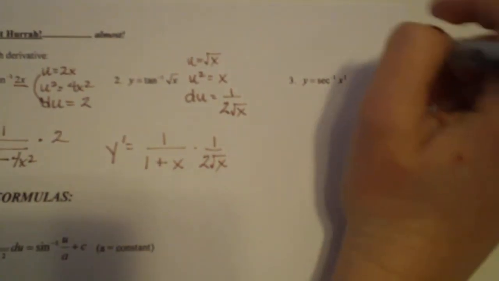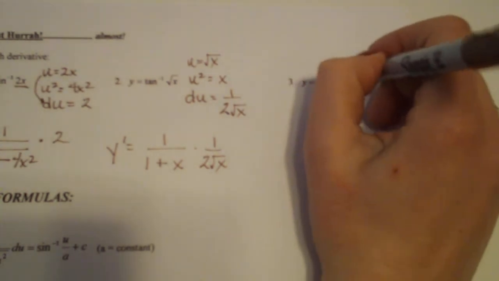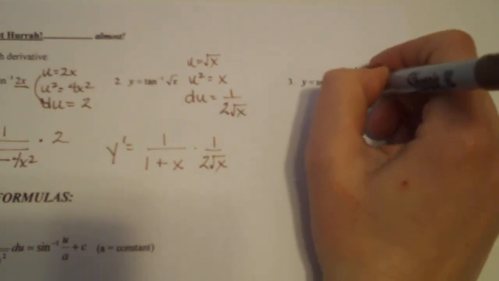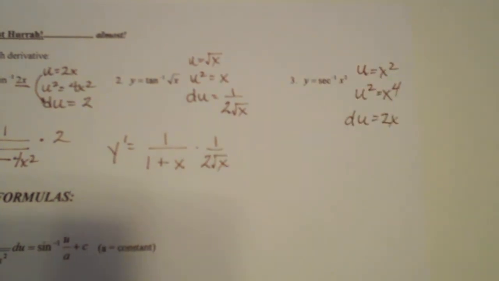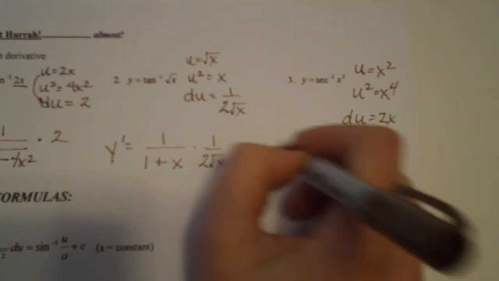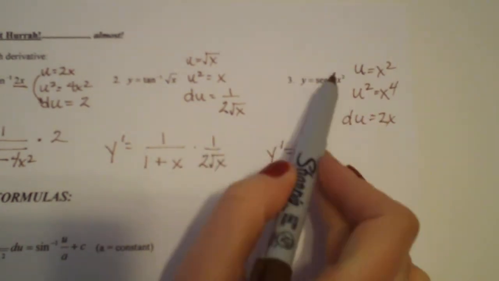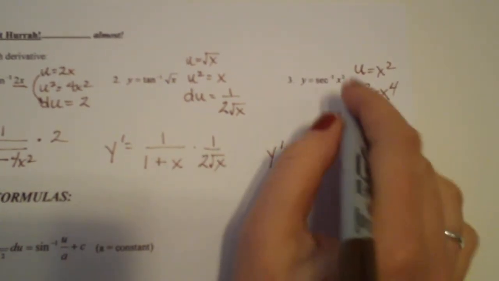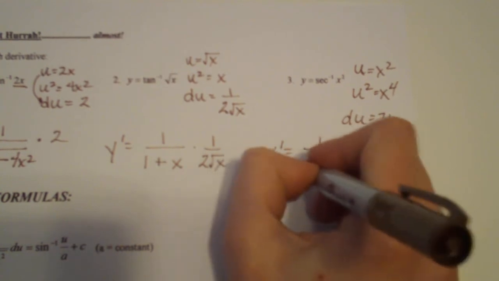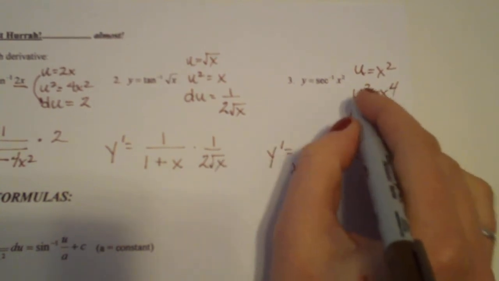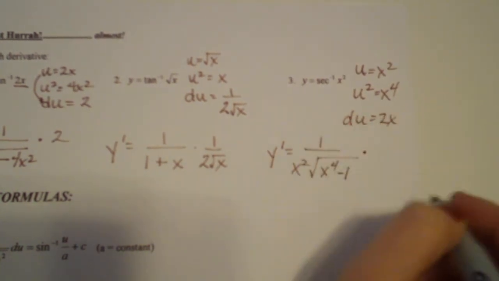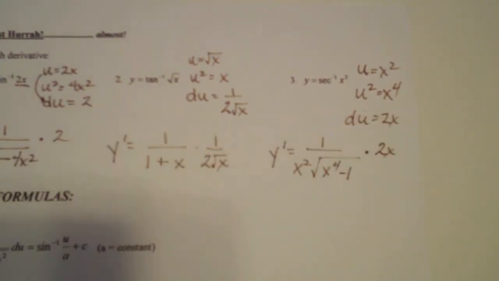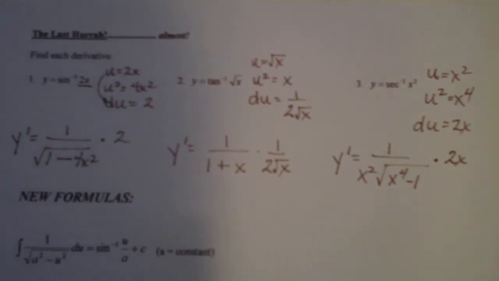And then finally, I have inverse secant. And if I look at this example, u is x squared. U squared would then be x to the 4th, and du would be 2x. That's my prep work. So when I take my derivative, the formula for inverse secant, 1 over u, which is x squared, square root of u squared minus 1 times du.